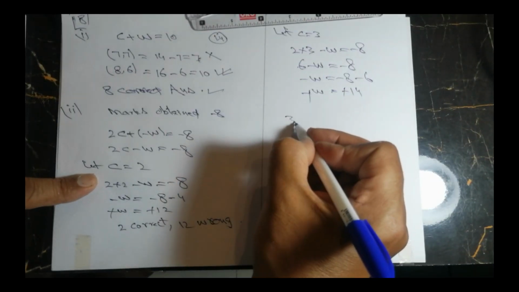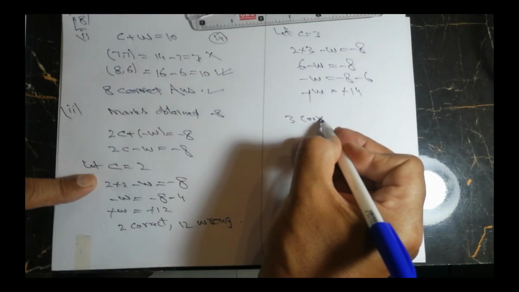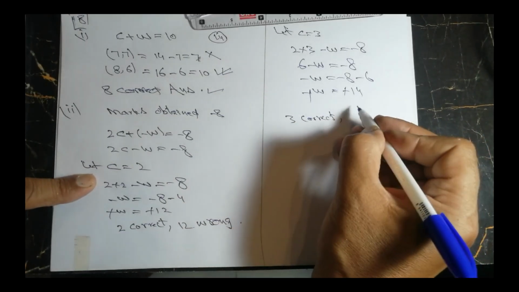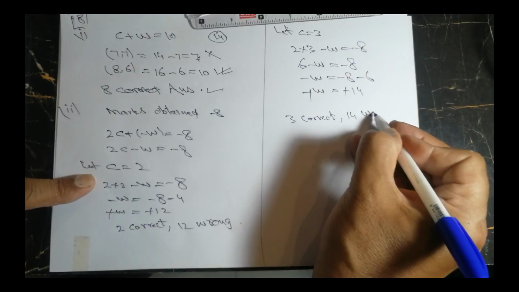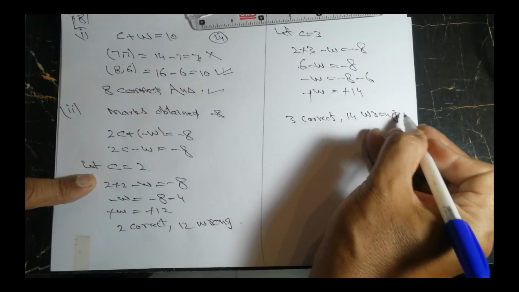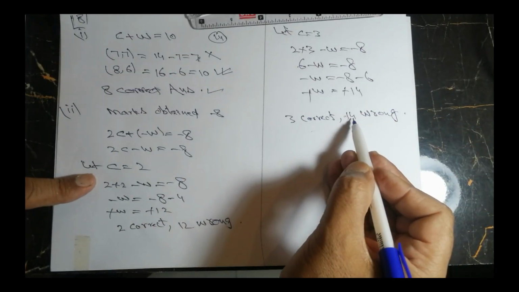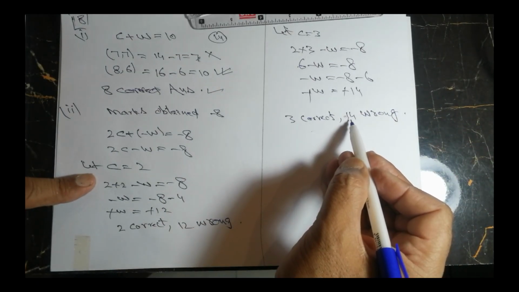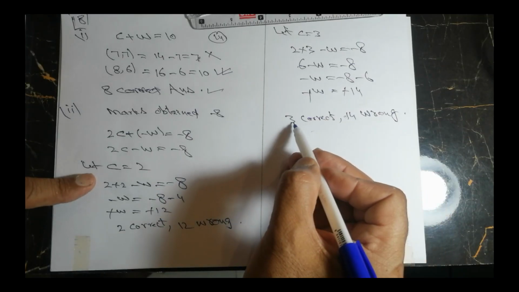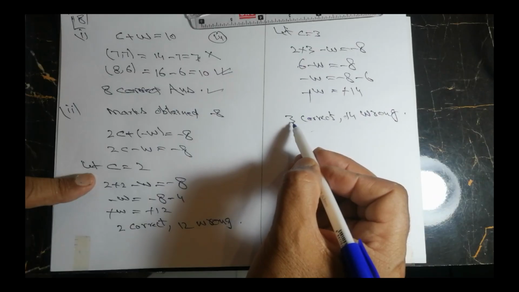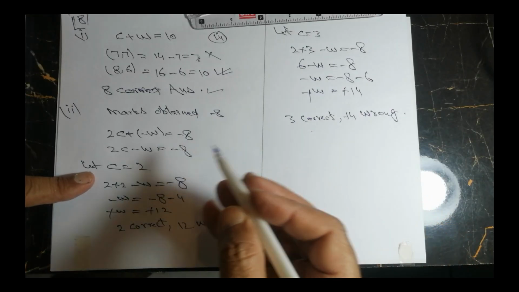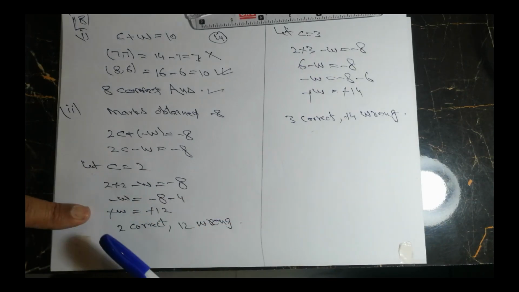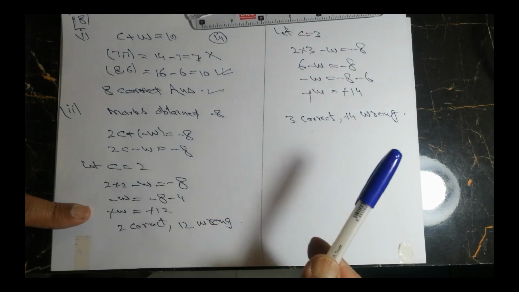When 3 correct and 14 wrong answers, if we check, 14 wrong means negative 14, and 3 correct means 6. So minus 14 plus 6 will be minus 8. So this is also correct. You can take any answer, this one or this one, both are correct.